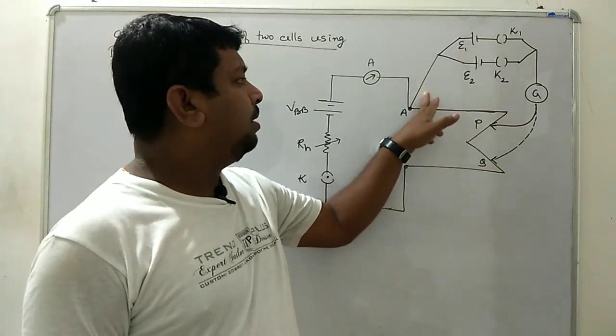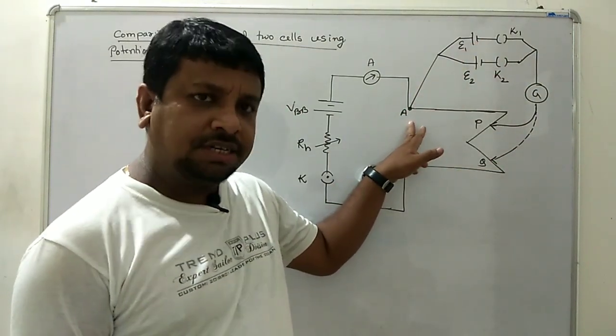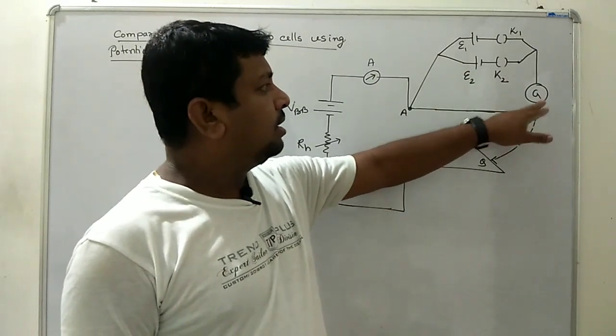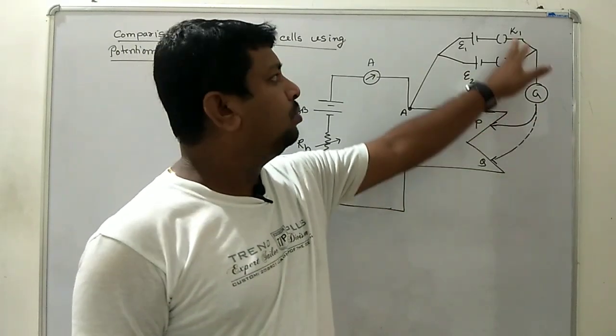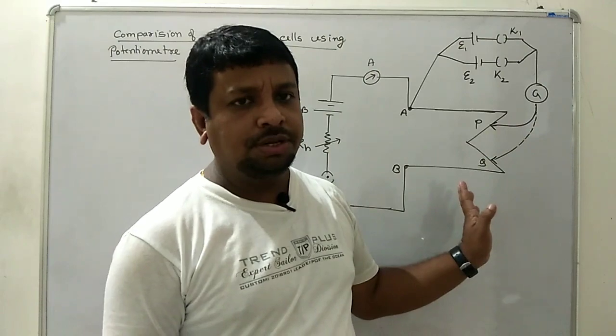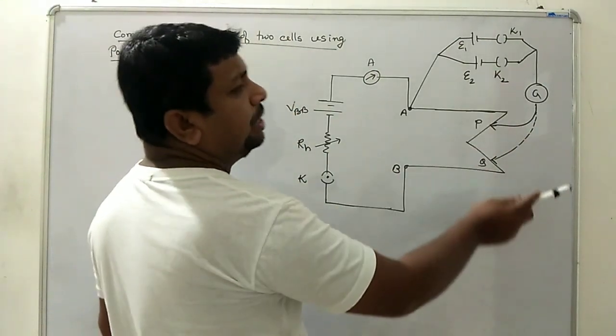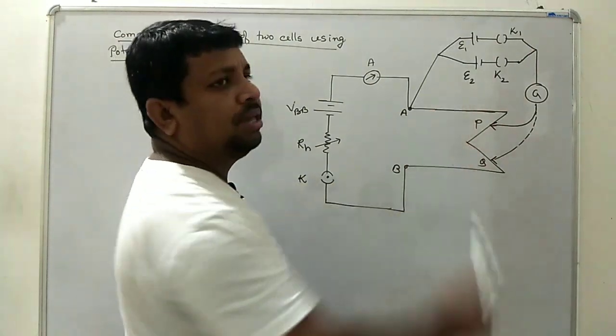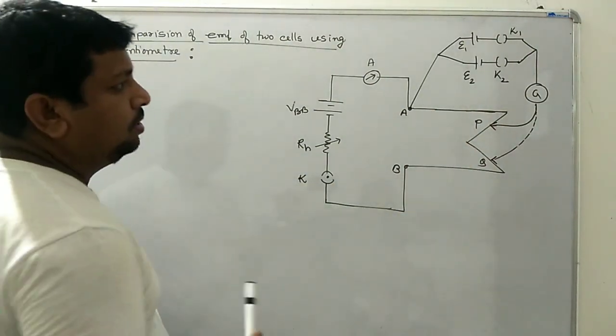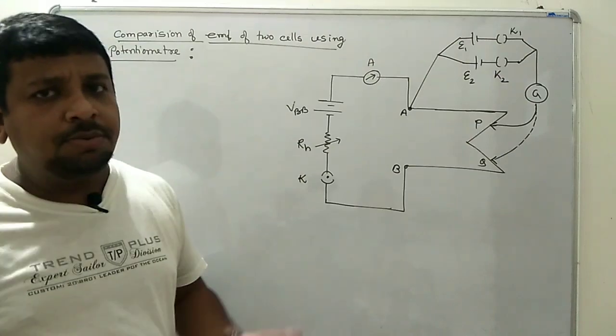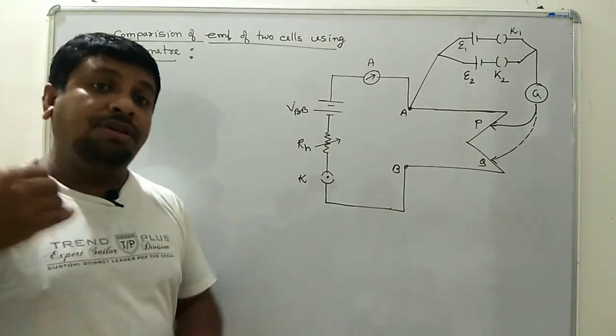Positive terminal of the battery, sorry, potentiometer first end of it. Negative terminal to the galvanometer with it. Then the key, either K1 or K2 key is used, and that cell E1 or E2 EMF. So whose EMF is to be determined? E1 or E2, we have to determine.